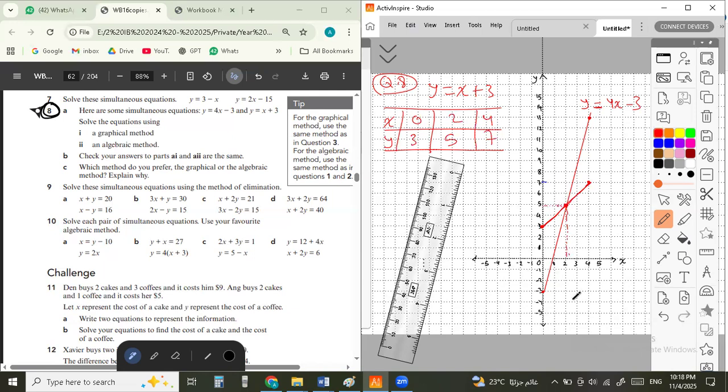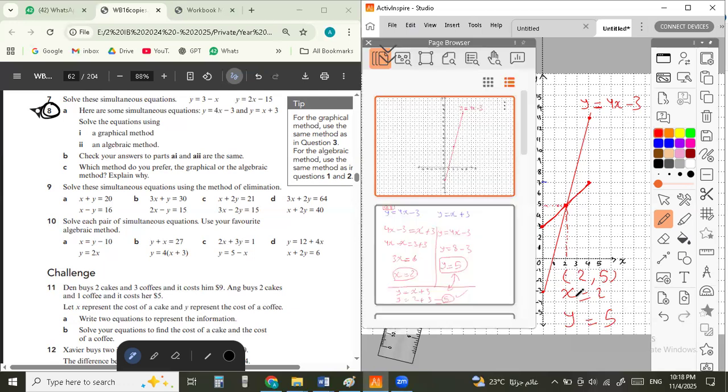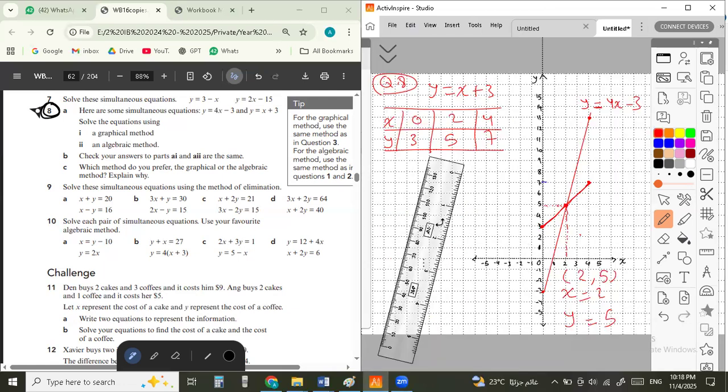All right, so x is what? x is 2, mister, and y is what? y is 5. The coordinates of the point of intersection is 2, 5. x is 2, y is 5. So that's graphically. Graphically, we answered it, and it gave us exactly the same values as the algebraic method. Let's continue.